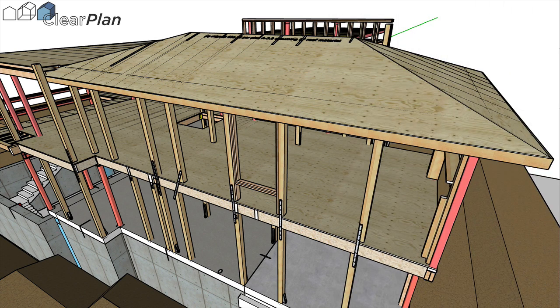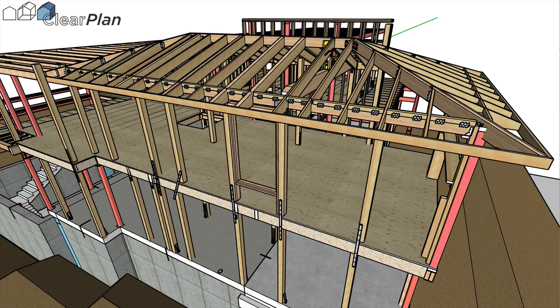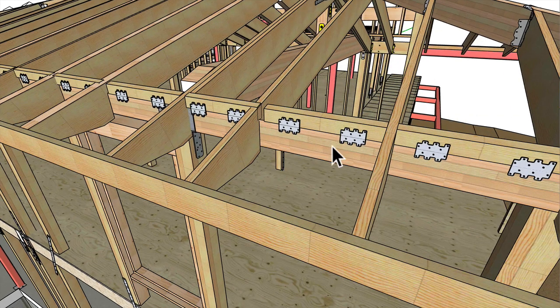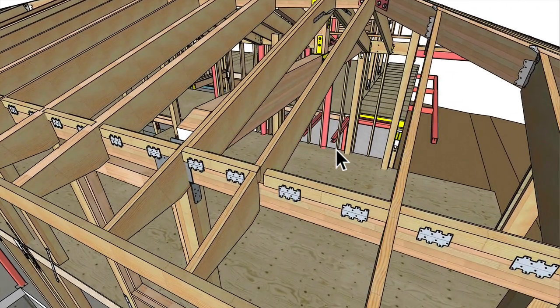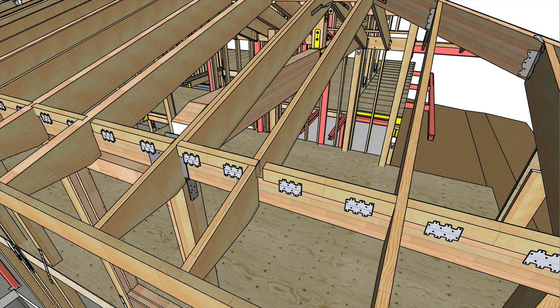So in this instance, let's go here and turn off the roof plywood like that, and you can get in here and see all of the hardware and everything that we have represented in here, and everything in here is based on the plans and all dimensionally accurate.